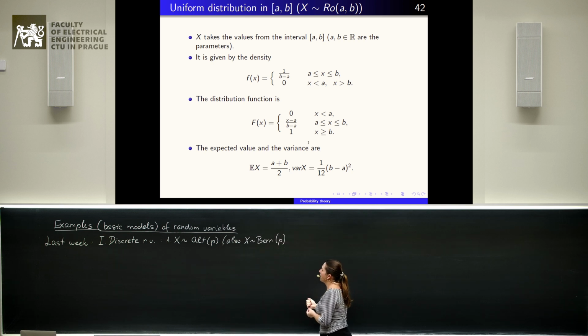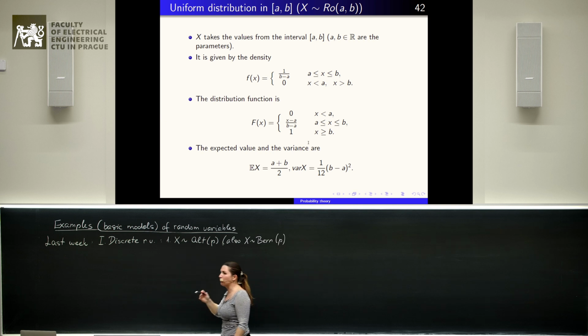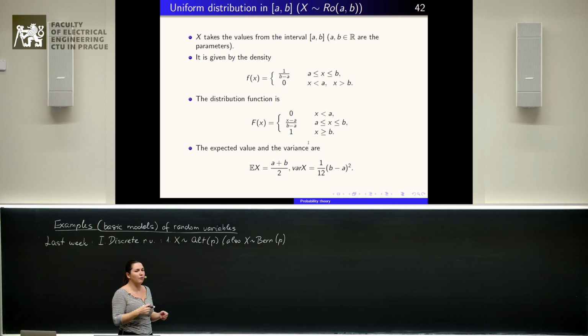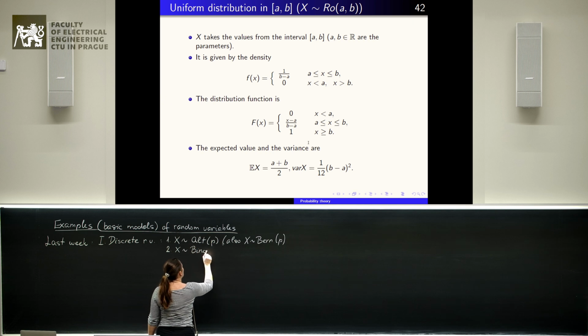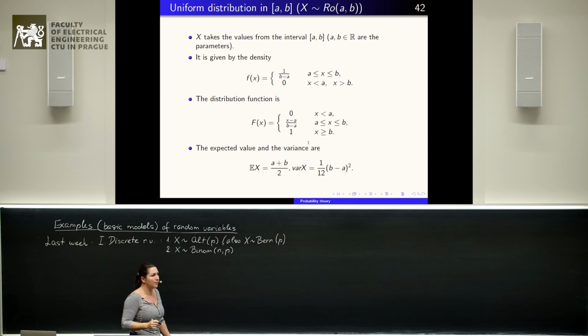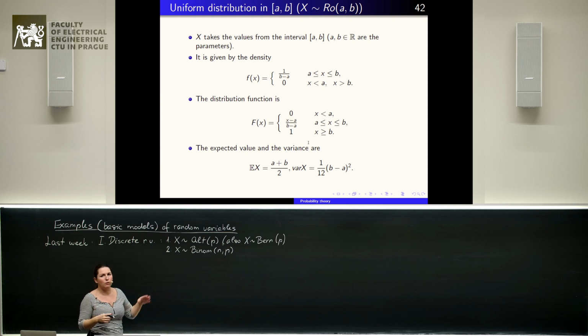which was the example of a random variable describing a success or failure. So it takes only two values, 1 or 0. Then we consider the random variable with so-called binomial distribution. And the binomial distribution was the distribution used for random numbers describing the number of successes in a given number of trials.